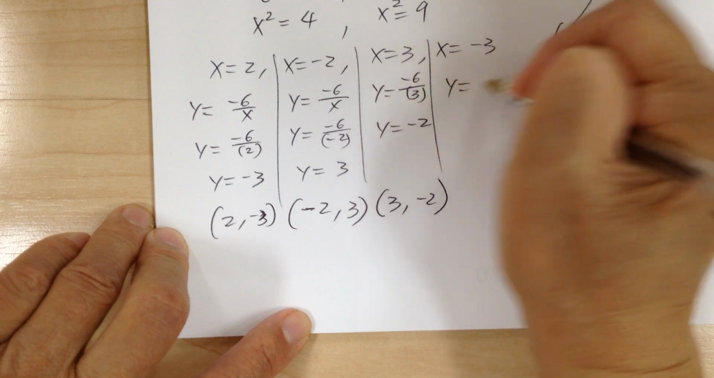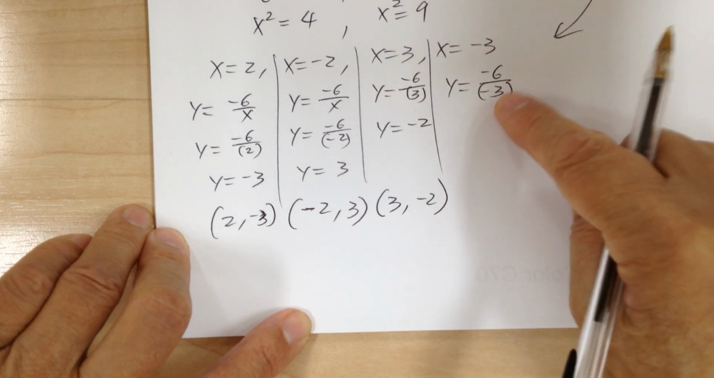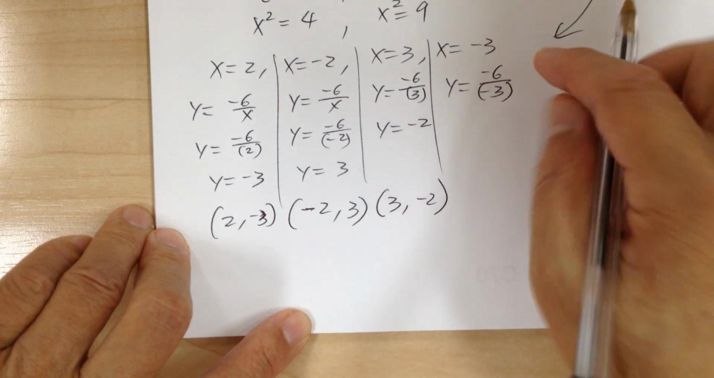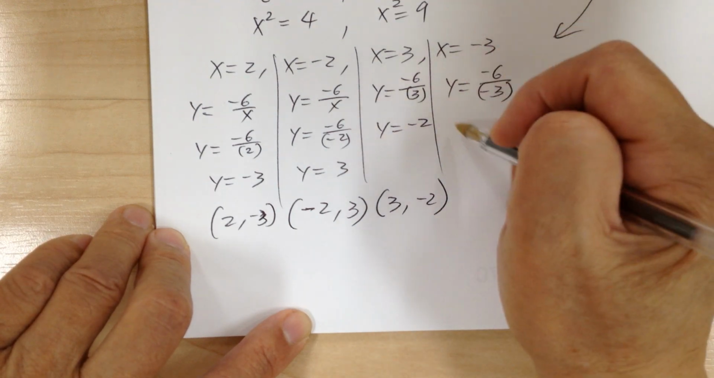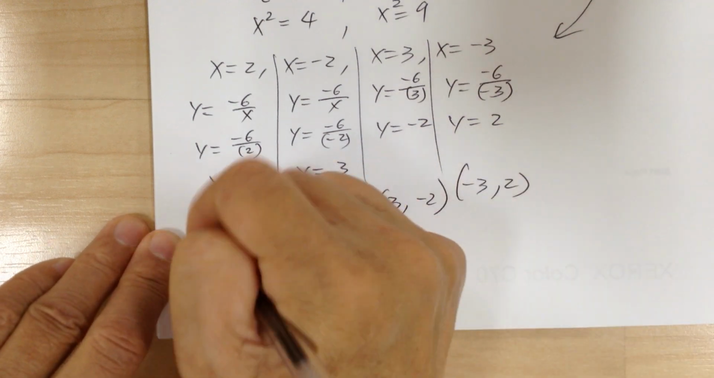This one, again, y equal to -6 over -3. Notice when you substitute, put in parentheses, that way you know what to substitute and what is the non-substitute number. So from here, you're going to get -3 comma 2. And those are your answers.